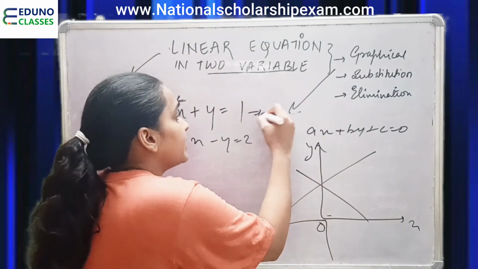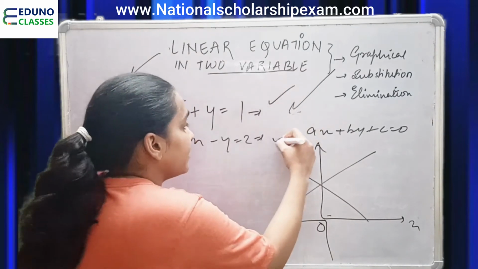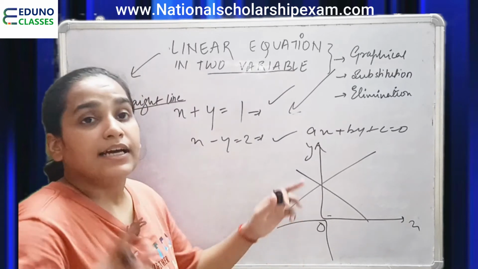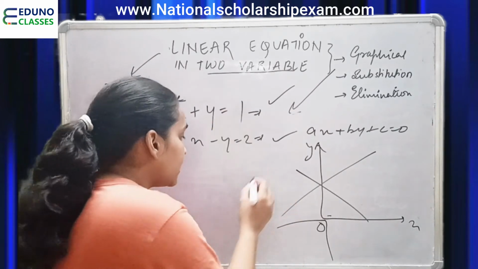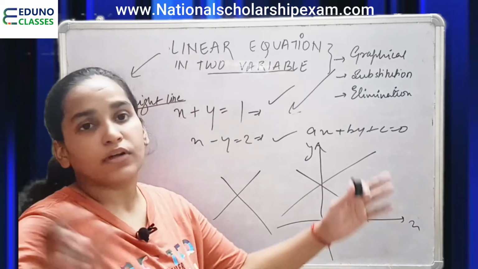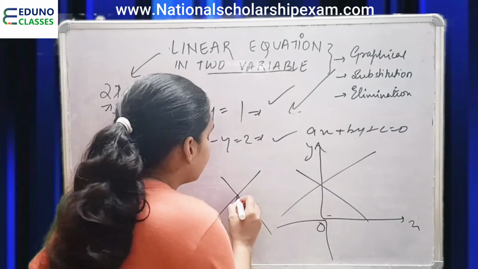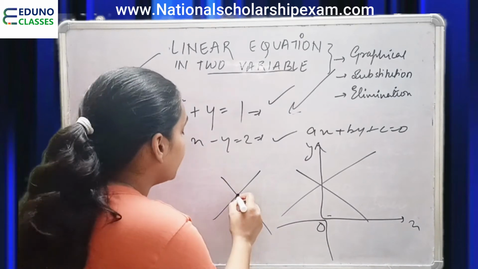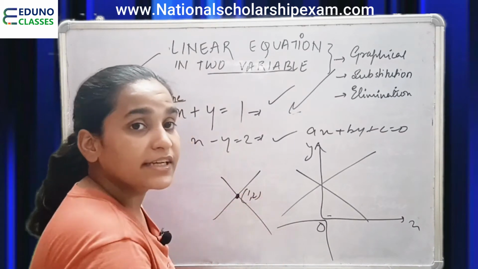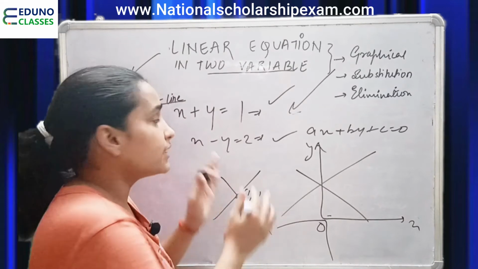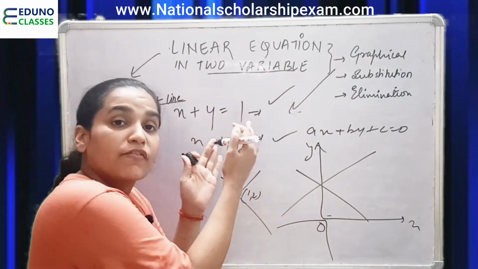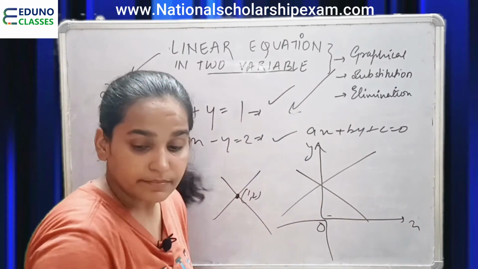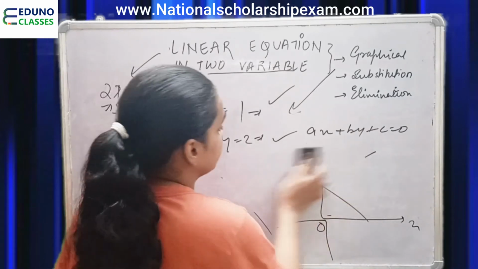There will be one line from this equation and one line from this equation, and two lines can meet only at one point. There is no other way two lines can meet, and this point will be common to these two. So whatever this point is, 1, 2 or whatever it is, it will be common for these two, and this point will become the solution of these equations. Let us draw.